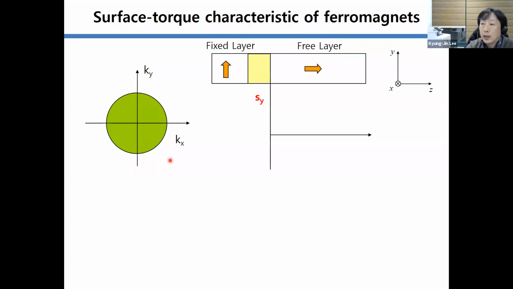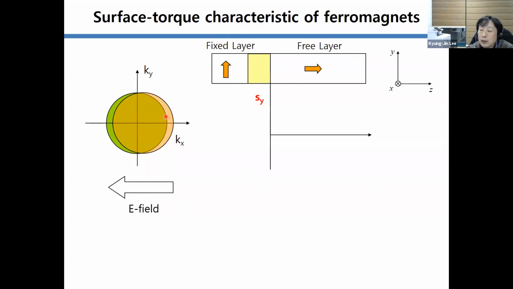This is for the single electron, but in reality, we have many, many electrons with different wave vectors. So when you apply the electric field, there is a small shift of the Fermi surface. Then this region gives the positive contribution, and this one is the negative contribution for the current.